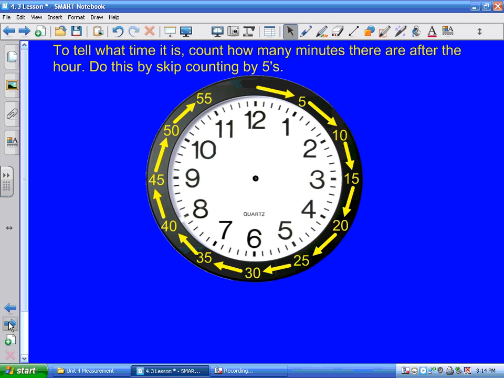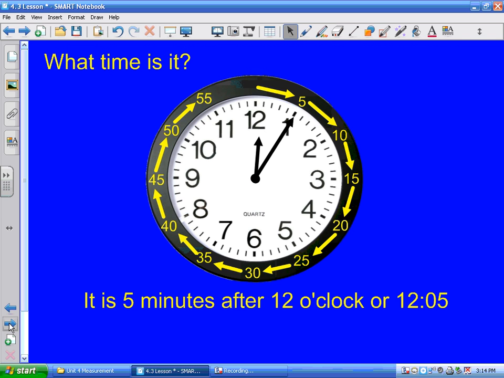Next. To tell what time it is, count how many minutes there are after the hour. To do this, skip count by fives. So, what time is it? Well, this one here is at how many minutes? Well, we're at the hour. Sorry, how many hours? You check the hour first. We're past 12, right? Or are we before 12? It's past. So how many minutes past 12 is it? 5. I know that, but I want you to look at the board here and tell me. It's 5 minutes past the hour.